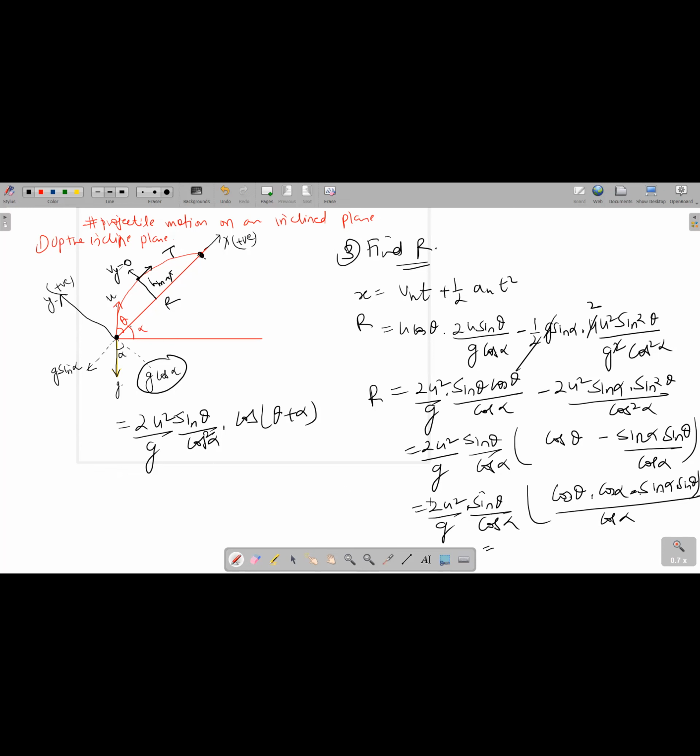Note it down. This is square, multiply. Note it down till here. So this is the formula of range, but you don't have to remember this. We can simply apply this logic and find it anytime.